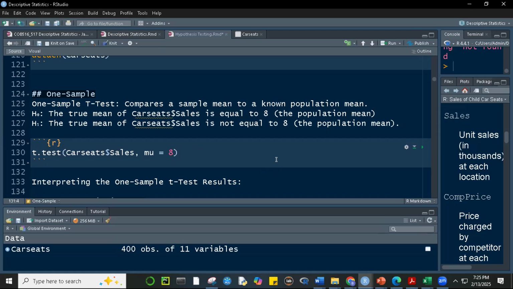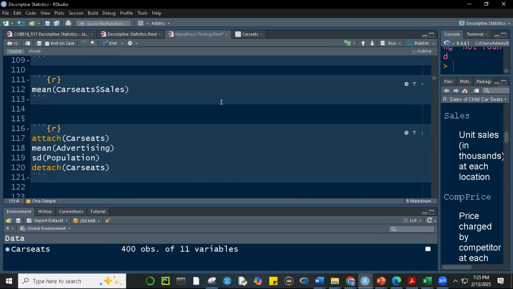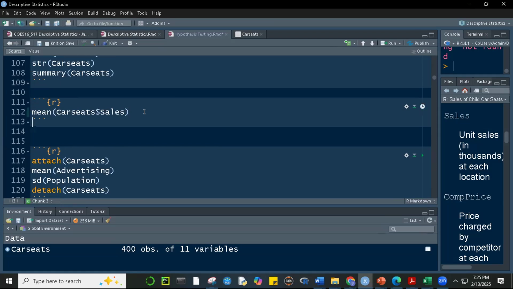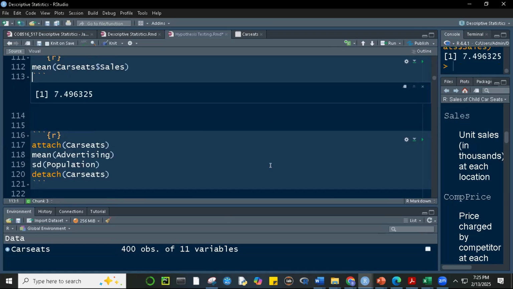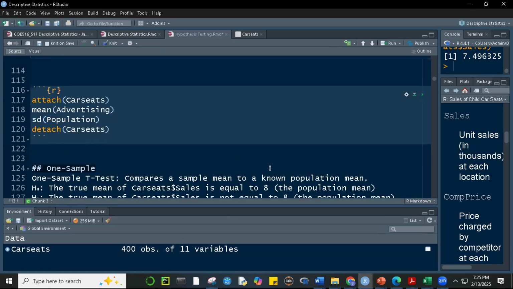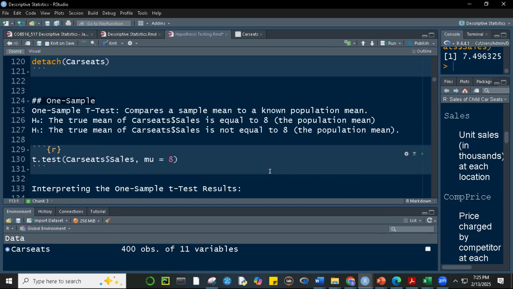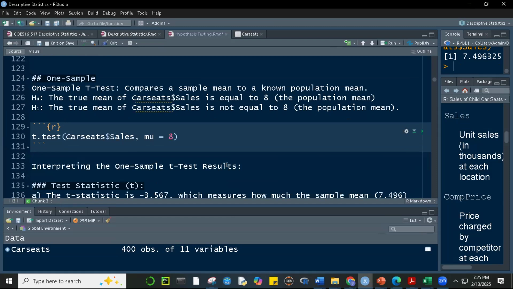Okay, so what are we doing? We're comparing the mean, the average sales of our company to that of the population. And that's called a one sample t-test. So we know the population mean is 8,000. And we also have our mean, right? Here, our mean is 7.49. So the question is, is this 7.49 actually just about equal to the population mean? That's what we're going to test.